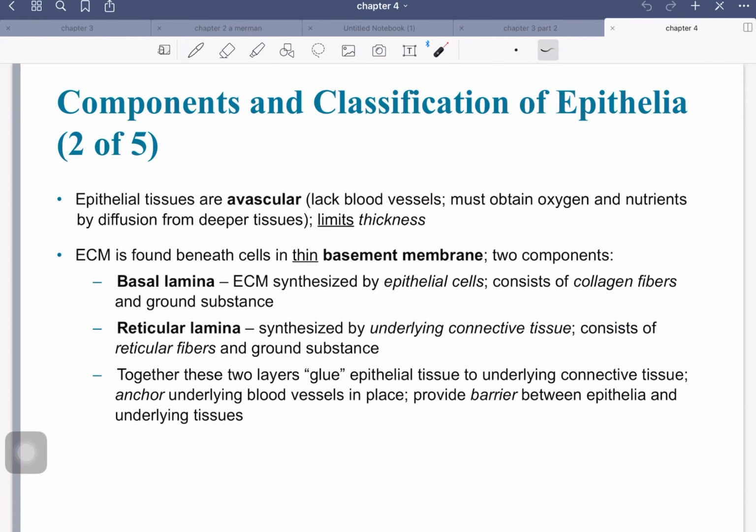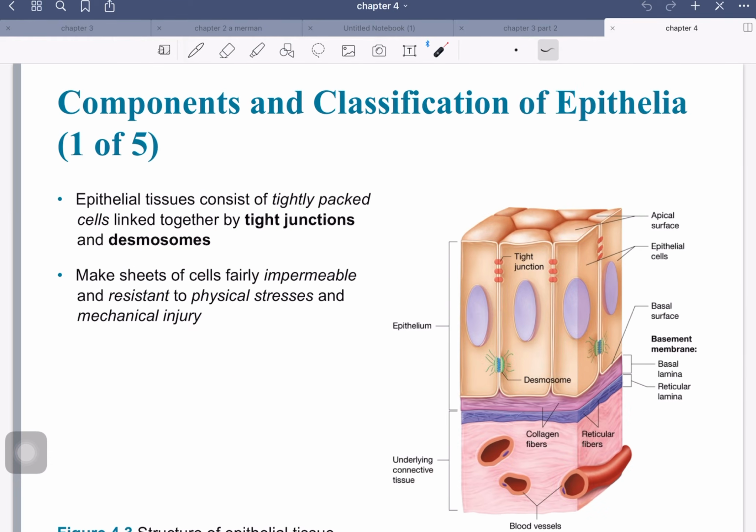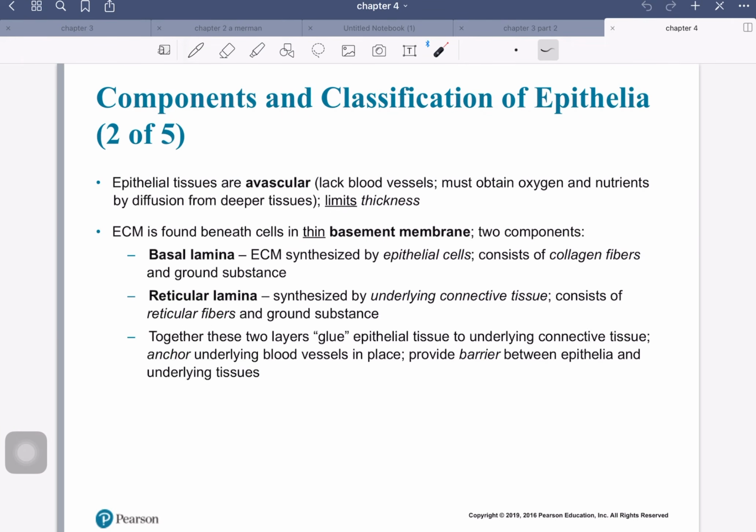Well, they're living tissues. Where do they get their oxygen from? When you see an avascular tissue like epithelium, we're going to have tissue below that will be vascularized. So we're looking at a process of diffusion, which means that epithelial tissue can't be too thick, because you can't be too far away from your blood supply and your nutrient supply. So as I said, it's avascular, but it has to get its nutrients and oxygen from deeper tissues. That really limits the thickness of it.